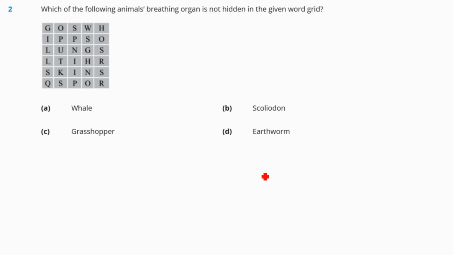Question number 2. Which of the following animals' breathing organ is not hidden in the given word grid? Whale breathes through lungs, scolopendra, earthworm. Yes, earthworm breathes through skin, and here we don't have the word skin. Grasshopper breathes through spiracles. So our correct answer is option number C.